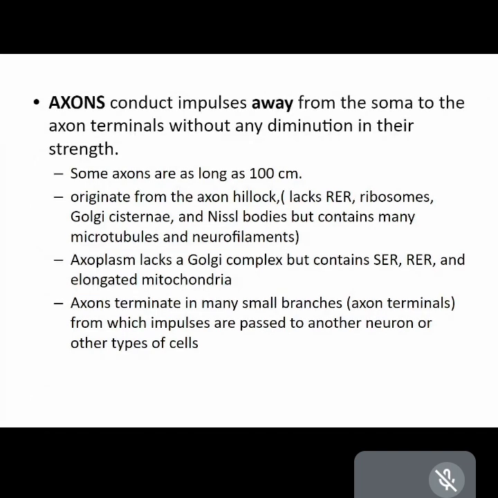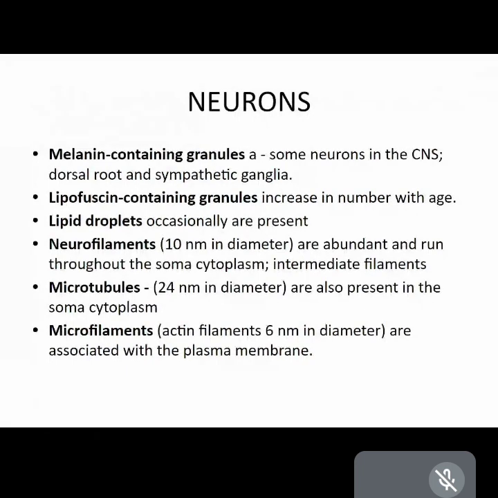So the axoplasm lacks a Golgi complex, but contains the smooth ER, rough ER, and the elongated mitochondria. Axons terminate in many small branches, known as axon terminals, from which impulses are passed to another neuron or to other types of cells. Okay, neurons. Types of neurons.